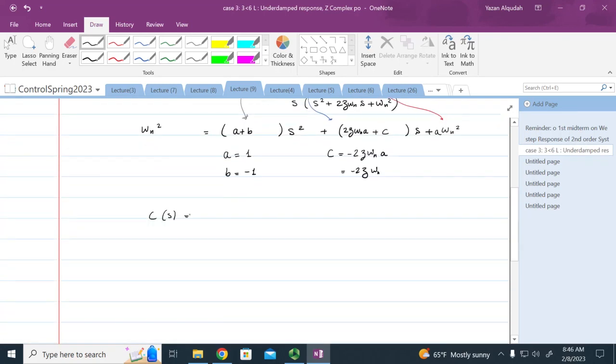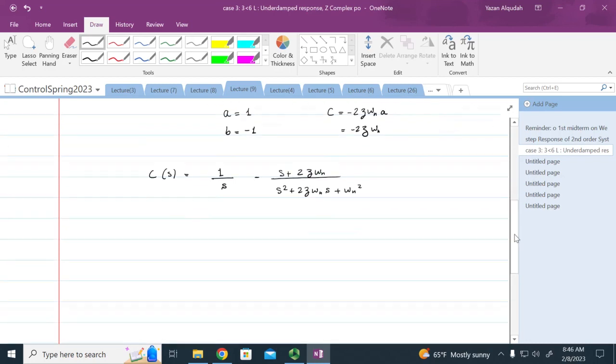C of s can be written as equal to 1 over s minus s plus 2 zeta omega n divided by s squared plus 2 zeta omega n s plus omega n squared. Agree? We have negative, so I can just multiply the whole thing by negative sign.